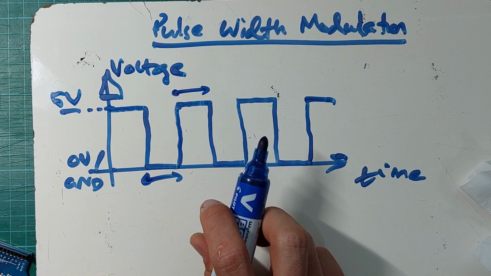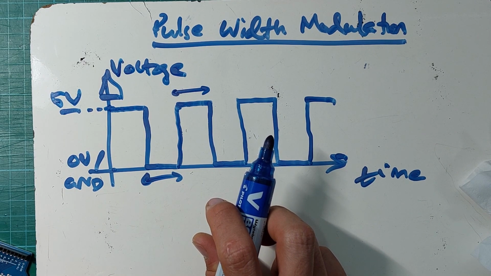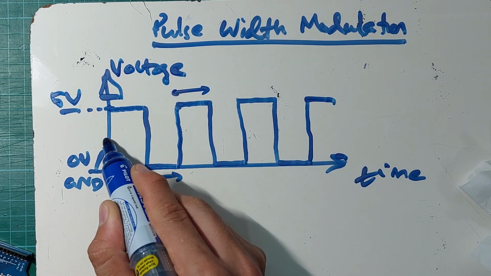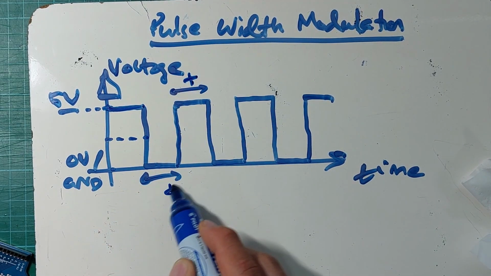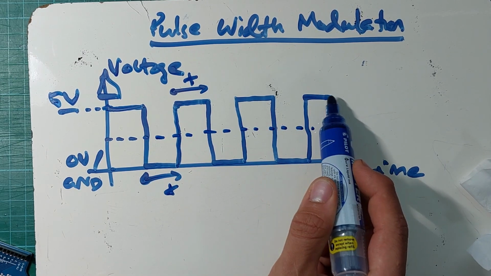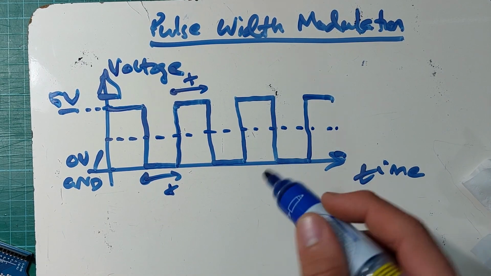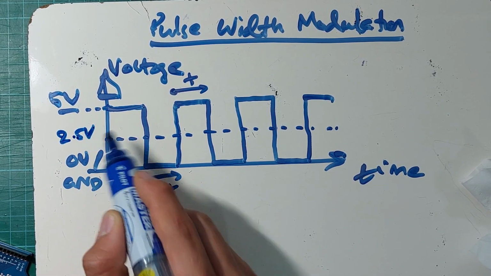So it turns really, really fast, and our eye isn't able to keep up. So what do we observe? We would see an average of half, because half the time it is on, half the time it is off. What is in between 5 volts and 0 volts? Well, that's half of 5 volts, which is 2.5 volts.